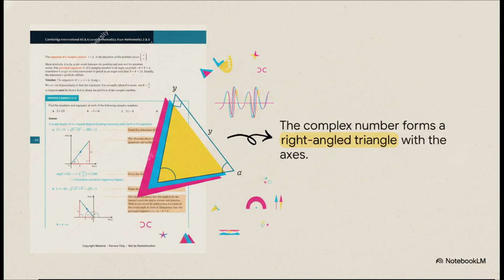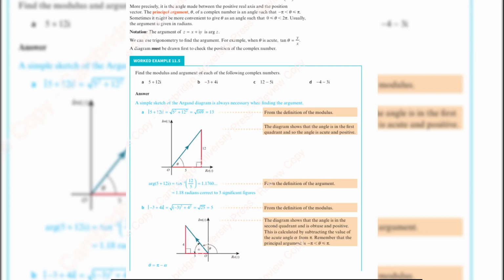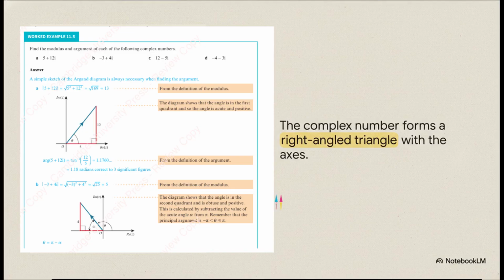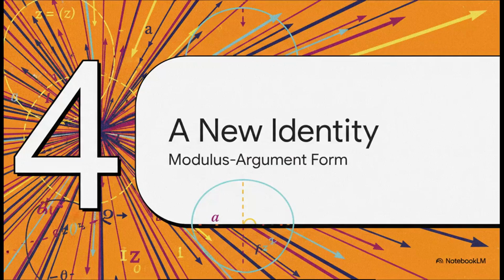This picture just makes it all click, doesn't it? Look how our complex number forms a perfect right-angled triangle. The real part, x, is the bottom side, the imaginary part, y, is the vertical side, and our modulus, which we call r, is the hypotenuse. The argument, theta, is just the angle at the corner. We're right back in familiar trigonometry territory here. So why are we going to all this trouble? Because defining a number by its distance and its direction, its modulus and argument, gives us this incredibly elegant and powerful new way to write it. This is what's known as the modulus-argument form.